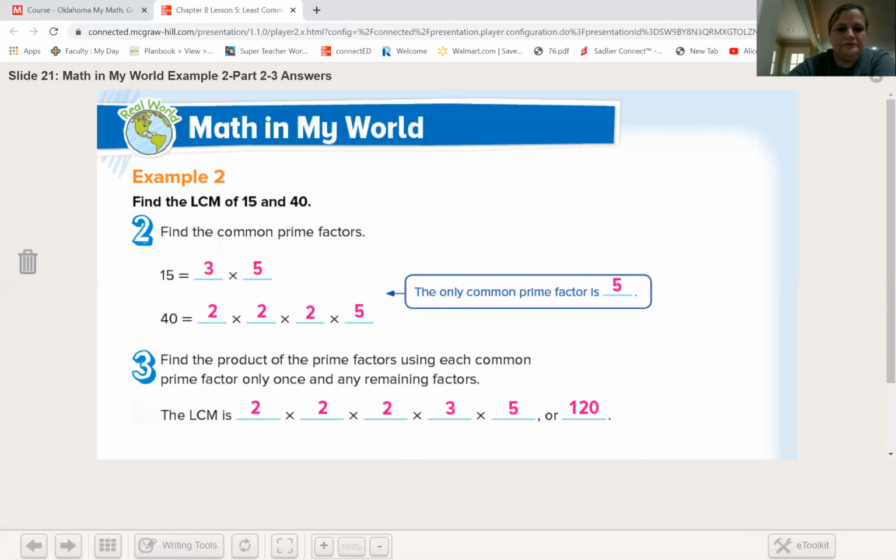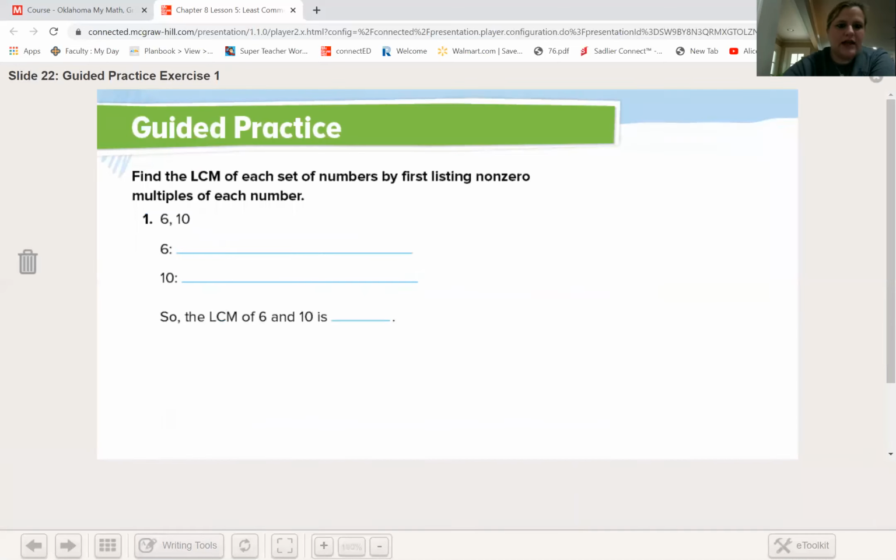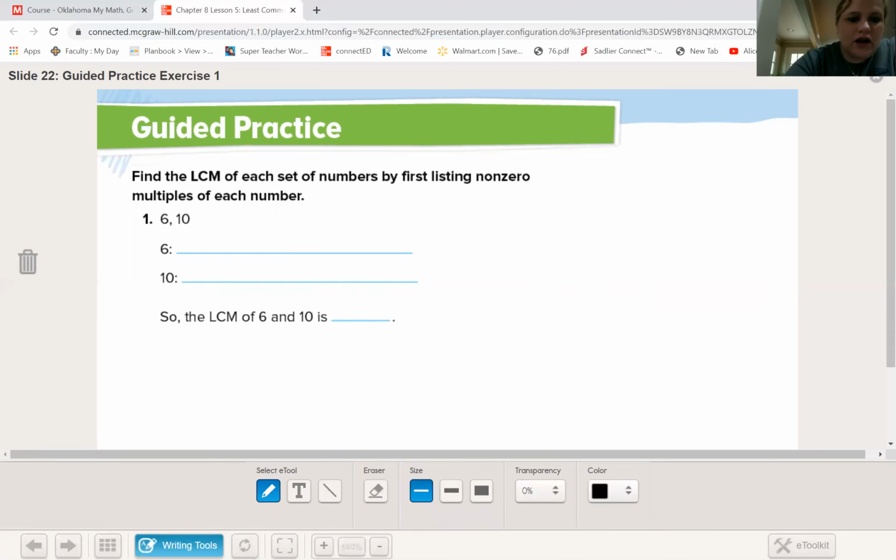So let's take a look at, there's that one. And let's look at find the least common multiple of each set of numbers by first listing non-zero multiples of each number. So in this one, they want us to list it, and they don't want us to add 0. So let's list it. So we've got 6 times 1 is 6. 6 times 2 is 12. 6 times 3 is 18. 6 times 4 is 24. 6 times 5 is 30.